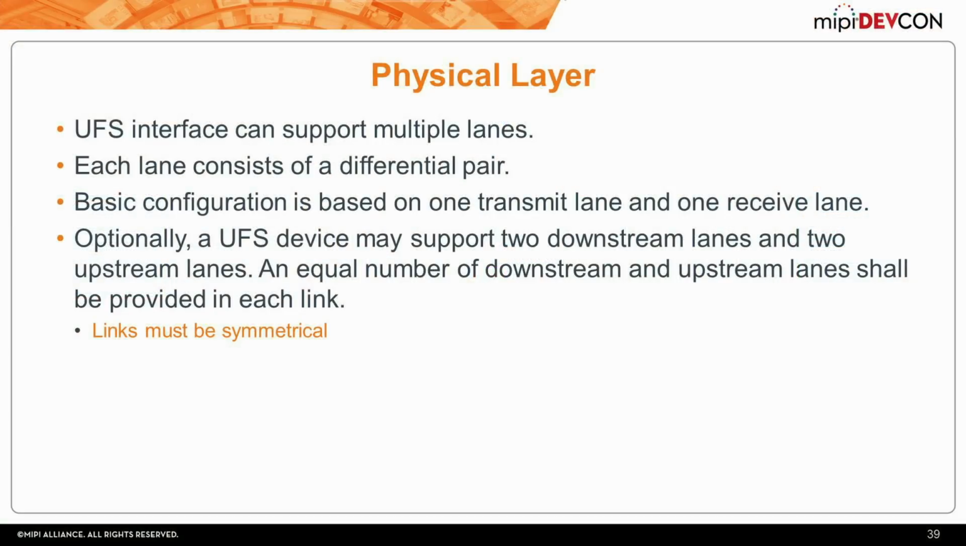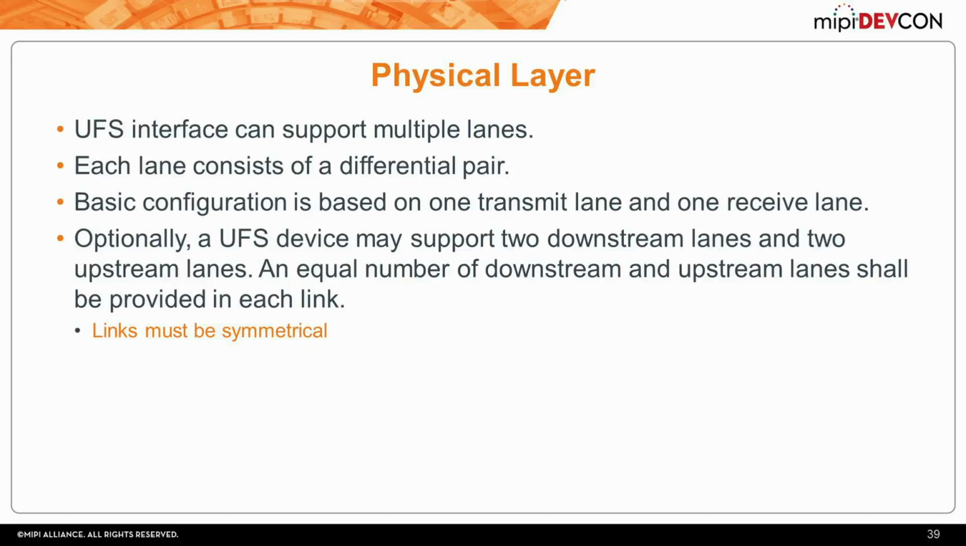So for UFS, the UFS interface can support multiple lanes. Each lane is a differential pair as per M-PHY. The basic configuration is based on one lane in each direction, but you can also support 2 lanes, giving you more bandwidth. So the links for UFS must be symmetrical. Although M-PHY allows you to have asymmetrical links, UFS must be symmetrical.